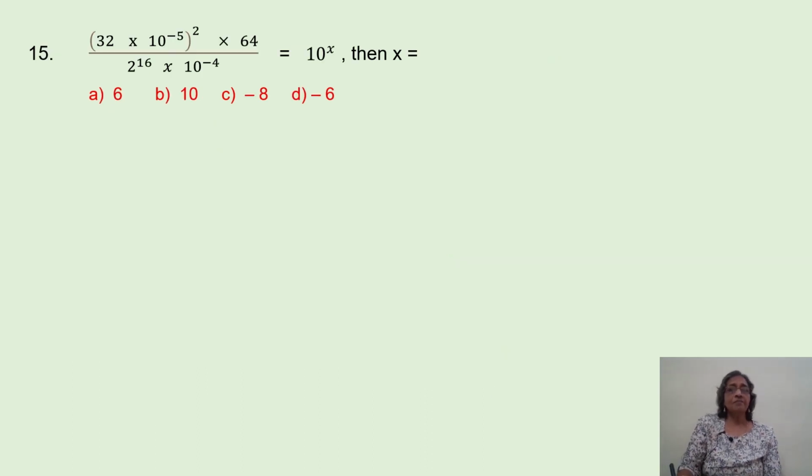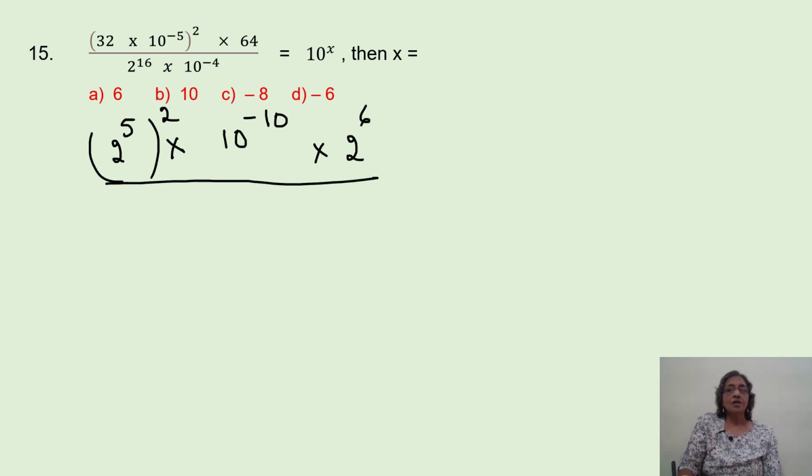A very simple sum. 32 can be written as 2 raised to 5. This is 10 raised to, this will be 2 raised to 5 raised to 2. 10 raised to minus 10. I have directly opened out the brackets, and this will be 2 raised to 6. 2 raised to 16 into 10 raised to minus 4, and this is equal to 10 raised to minus 4.